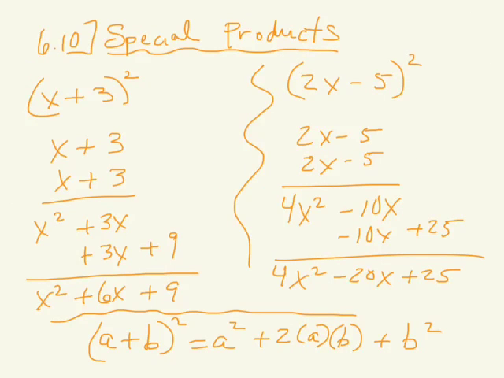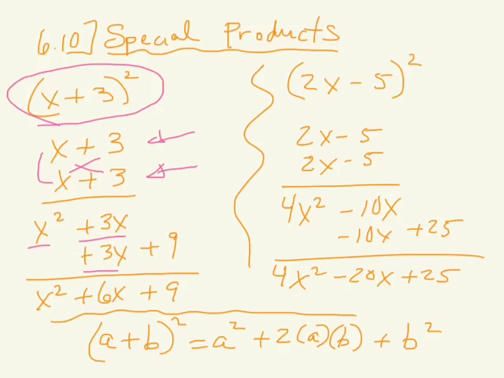6.10, it's all about special cases, and this is a way that you recognize these binomials. If you have x plus 3 times itself, no, it's not just x squared plus 3 squared. You have to actually write it like this, x plus 3 times x plus 3. If I take you through this, x times x is x squared. Cross over, x times 3 is plus 3x. Cross over here, 3 times x is plus 3x. And then these last terms multiplied, 3 times 3 is plus 9.